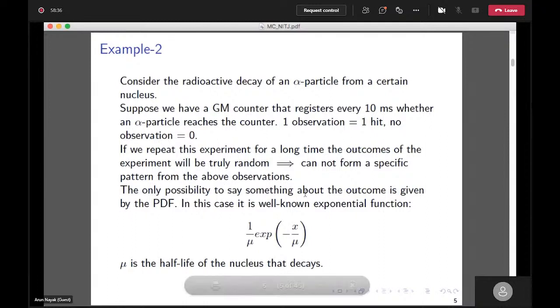That probability distribution will have this exponential form. This is the distribution we'll get, where mu is the half-life of the nucleus that decays, and x in this case is actually the time.